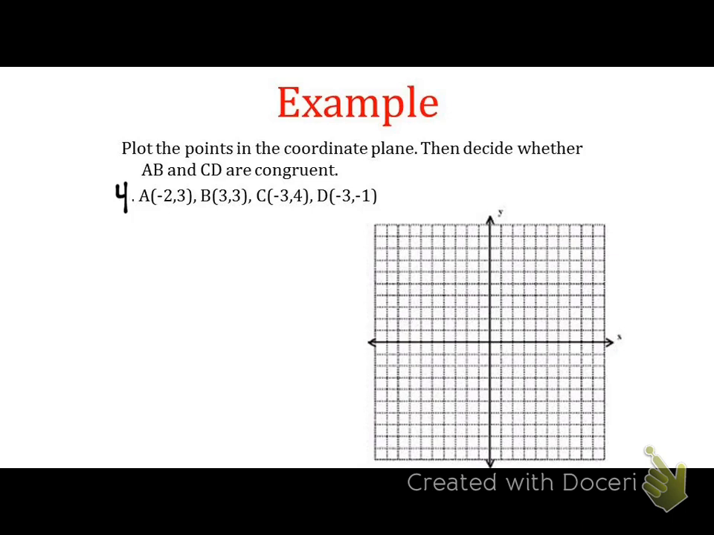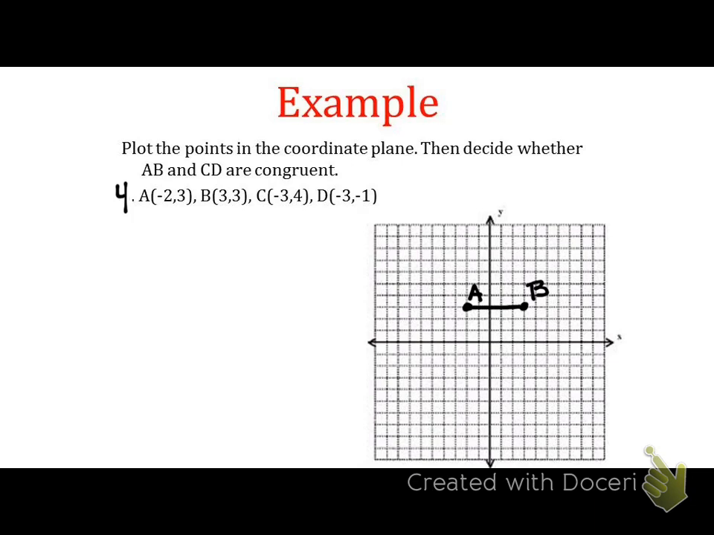So point A is at -2, 3. Do you guys remember from algebra how to graph that? Yes. You go left 2, up 3. Is that ringing any bells? Yeah. Okay, good. Then we have point B, which is at 3, 3. So you go right 3, up 3. And that is a segment.